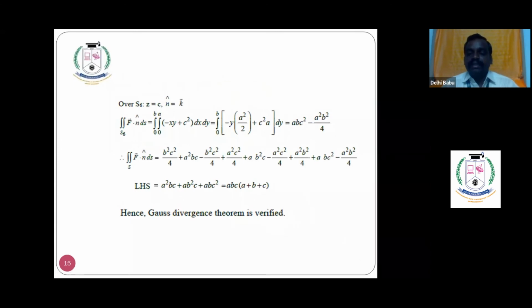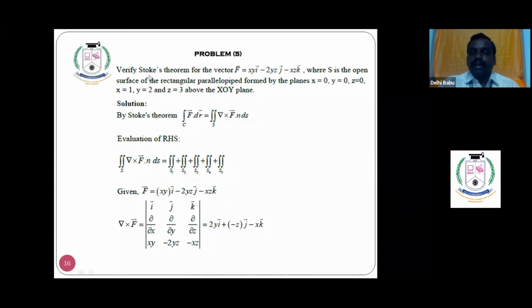In the same way, I can do the next problem under Stokes theorem. Verify Stokes theorem for F vector equal to xy i vector minus 2yz j vector minus xz k vector, where S is the open surface of the rectangular parallelepiped formed by the planes x equal to 0, y equal to 0, z equal to 0, x equal to 1, y equal to 2, z equal to 3, above the xy plane. O is origin. So above the xy plane.